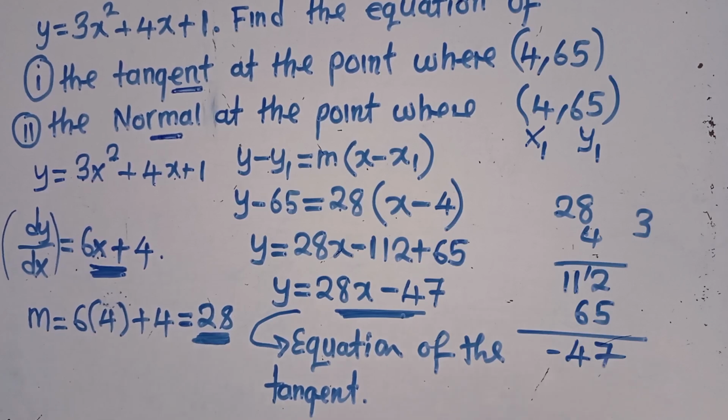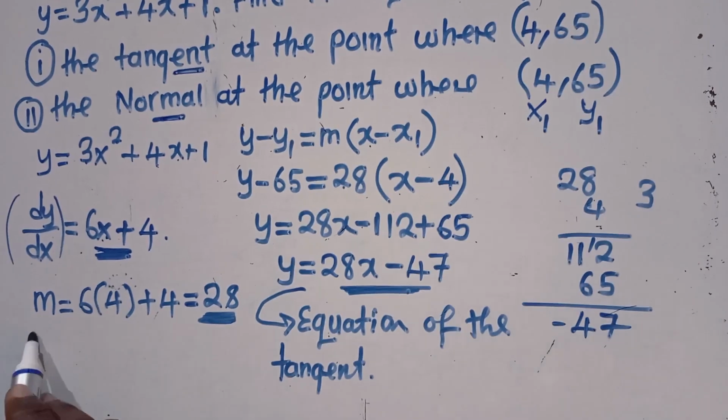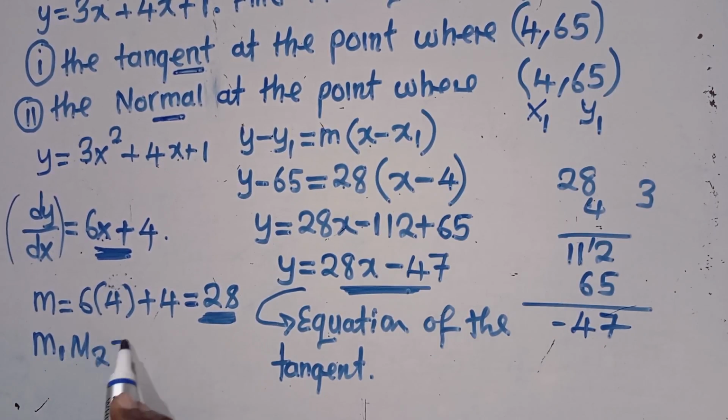How can you find the equation of the normal? You need to find gradient 2. So how then do you find gradient 2? This is what you are going to do. You say gradient 1 and gradient 2. When you multiply them, you get negative 1. This is to tell you that the equation of the normal and the equation of the tangent are perpendicular to each other. When you multiply their gradients, you are going to get negative 1.